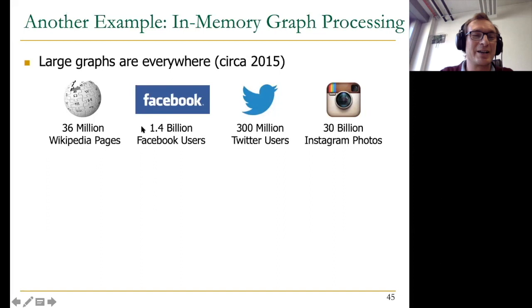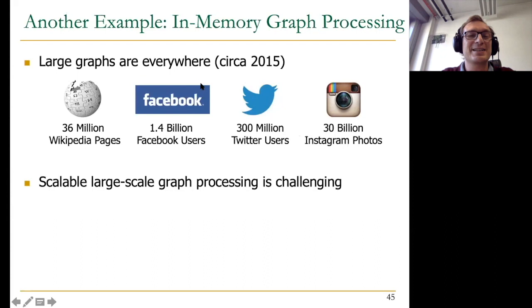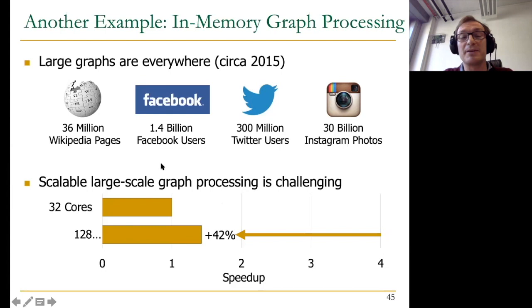Okay, jokes aside, clearly graph processing, graph analytics is an important problem, even if you don't care about some of these things over here. And scalable, large-scale graph processing is actually challenging. And throwing cores at the problem does not buy you performance. Here we are quadrupling the number of cores, as you can see, on one application.